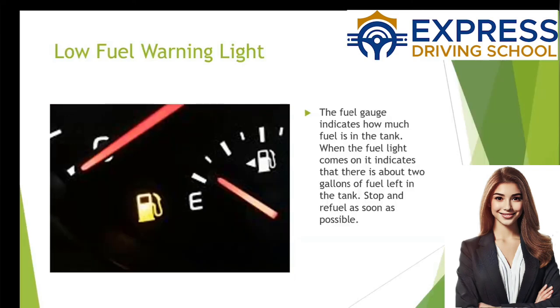Alright, low fuel warning light. The fuel gauge indicates how much fuel is in the tank. When the fuel light comes on, it indicates that there is about 2 gallons of fuel left in the tank. Stop and refuel as soon as possible. Now, when it comes to fuel, I always tell my students, look, once your car gets to half a tank, go ahead and fill it back up.